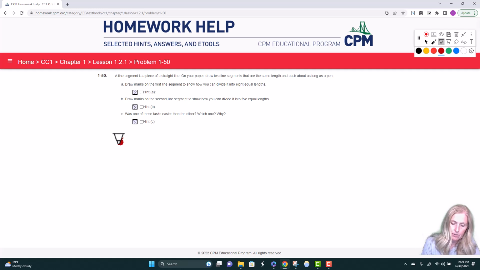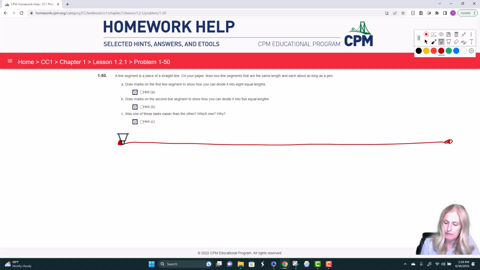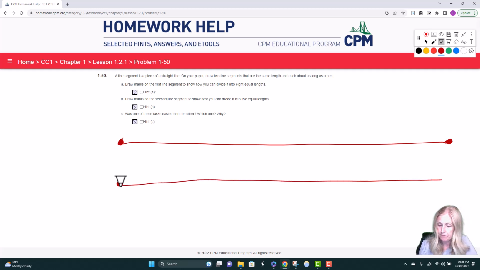Ooh, if I did arrows, that would mean a line. A line segment has 2 dots on the end, and they want us to make another one that's exactly the same length. Okay, this is probably not exact, but it's pretty close. So the first one, they want us to try to divide it into 8 equal parts, and obviously this is not going to be perfect, but you can get pretty close.